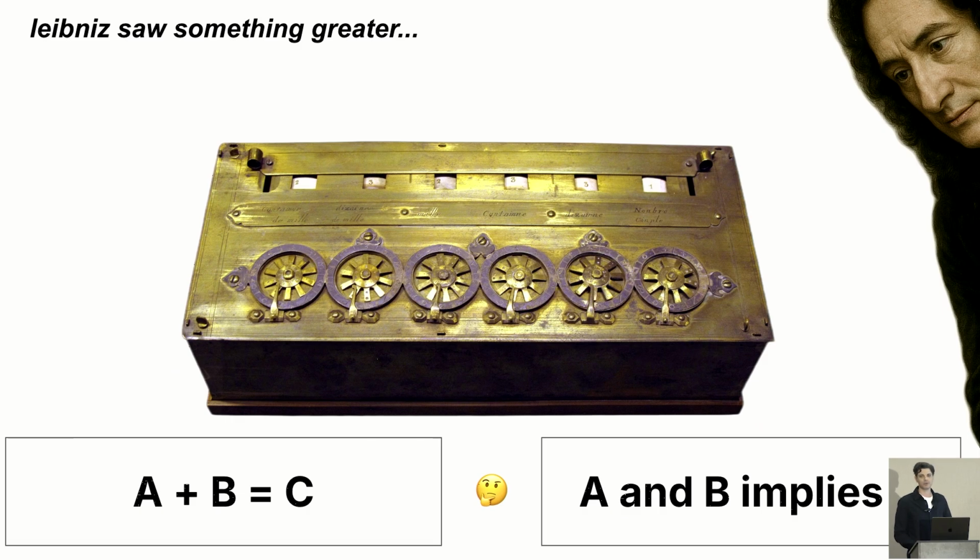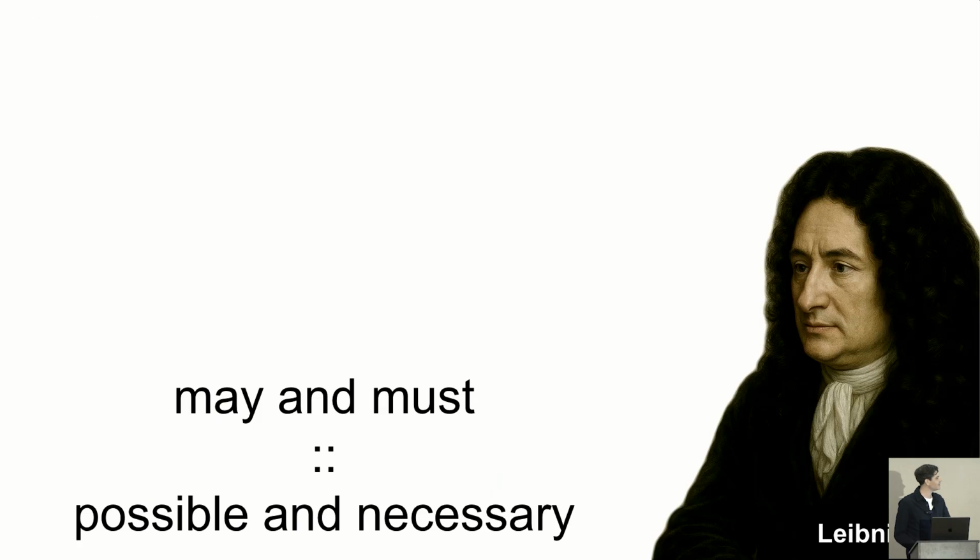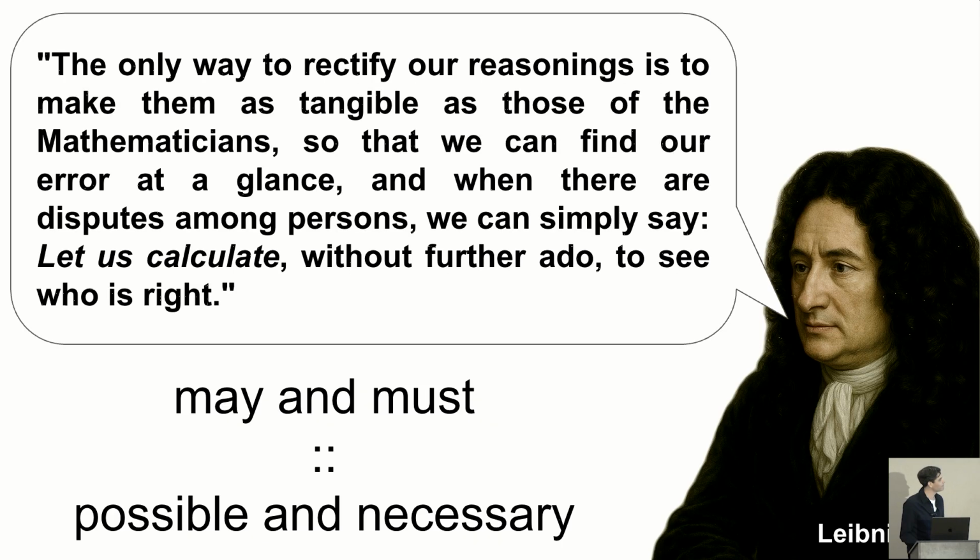But Leibniz saw something greater. Leibniz said, if you can do A plus B equals C, why can't you do A and B imply C? And at the same time, he was thinking about possible and necessary, and he said, well, you know, with all these legal documents that I work with, may and must, there's something similar about them. And so he said, wow, what if we could actually figure out legal arguments by throwing them into something like a calculator? Then we could just say, let us calculate. And without further ado, see who's right.